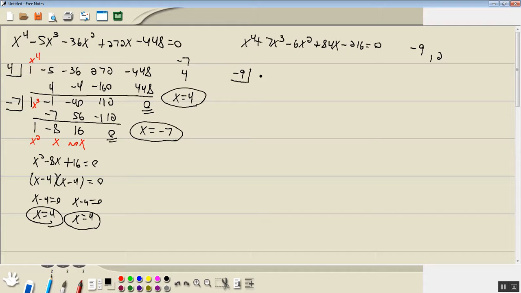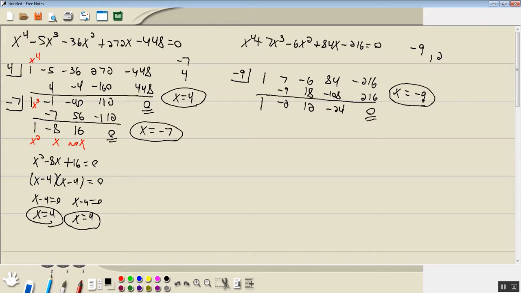I'll start with a negative 9. 1, 7, negative 6, 84, negative 216. Add, multiply, add, multiply, add, multiply, negative 108. What would this be? 16 plus 8 is 24, negative 24. Multiply, 9 times 4 is 36, 3, 18, 21, 216. Okay, add and we get a 0. Tells us that's our first answer. No surprise, calculator told us it is an answer.